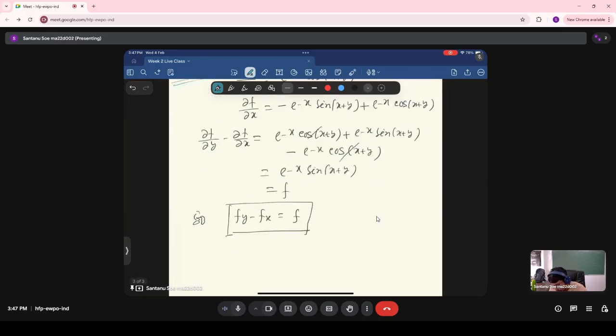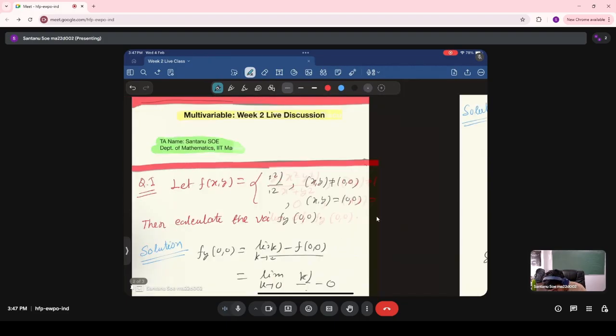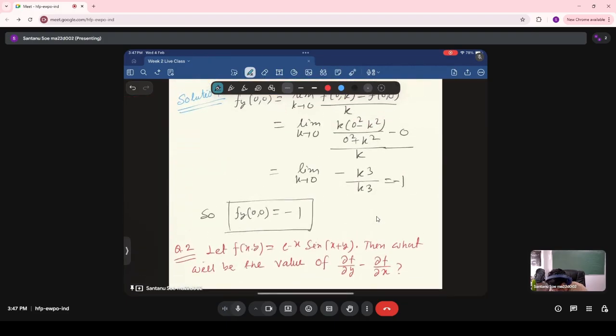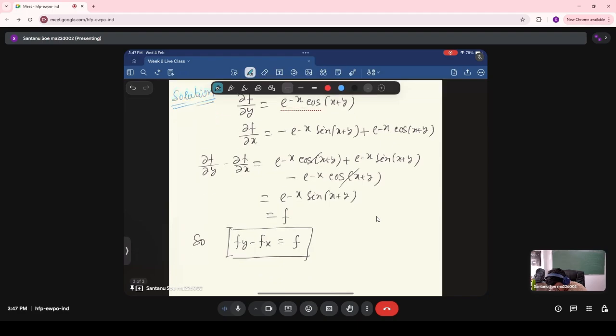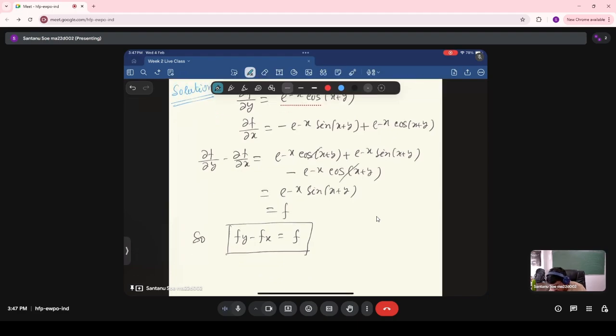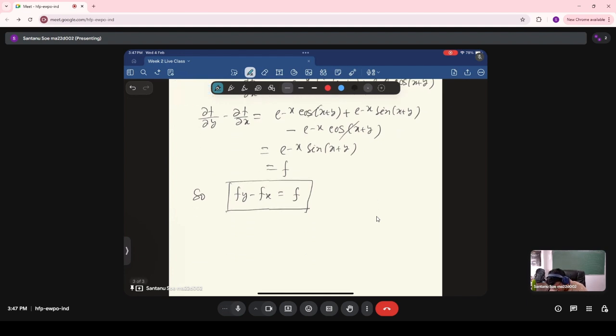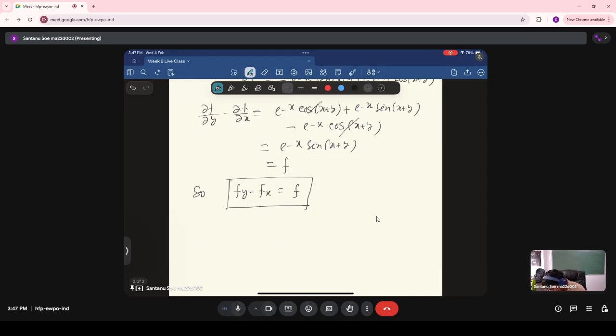Okay. So this is very easy. You just do the partial derivative first with respect to the y variable, and then the partial derivative with respect to x. Then you substitute all the values of the partial derivatives, do some simple calculation, and you'll find that fy minus fx is nothing but the f we considered in the beginning. So this is our answer. Okay, so now we're going to go to the next question.